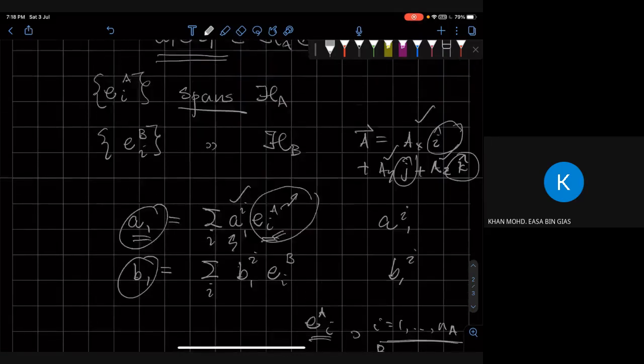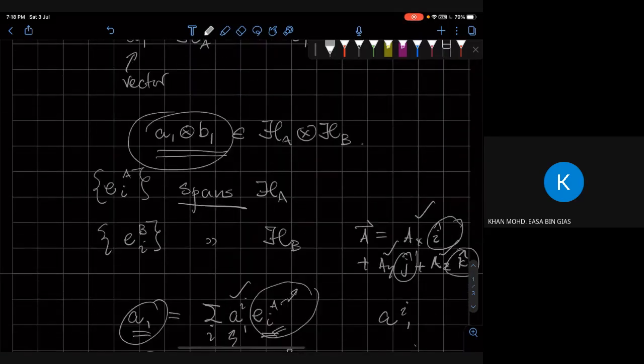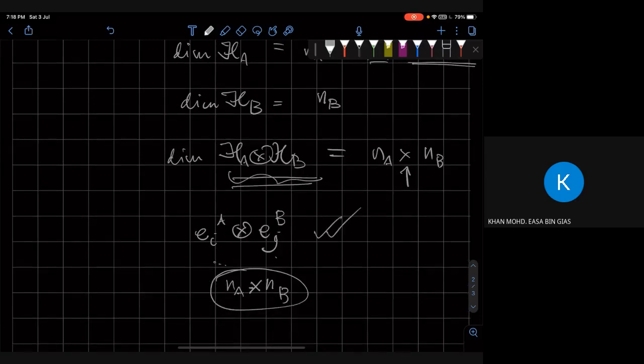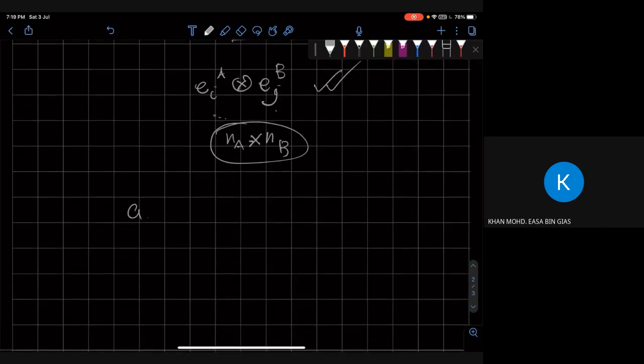So what are the components of this tensor product? Well, in this basis, it's nothing but A1I times B1J. Okay.